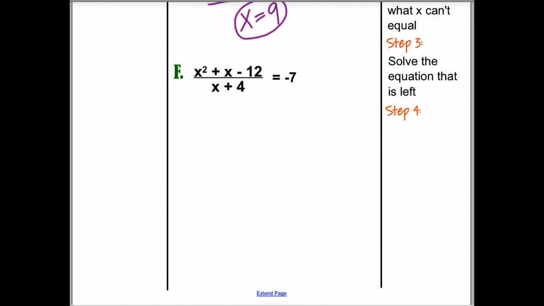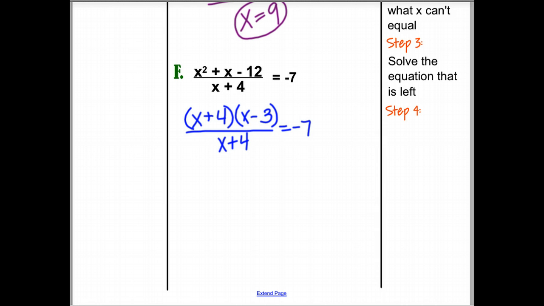Looking at the next example, we have x squared plus x minus 12 over x plus 4 equal to negative 7. So the first thing I want to do is factor. I see that x squared plus x minus 12, I need two binomials, x and x in the front, that multiply to negative 12 and add to positive 1. That means one of them needs to be positive, one needs to be negative. They need to be one apart, and the bigger one needs to be positive. And that's positive 4 and negative 3. And we have that over x plus 4 equal to negative 7.